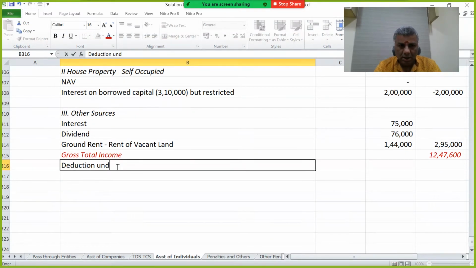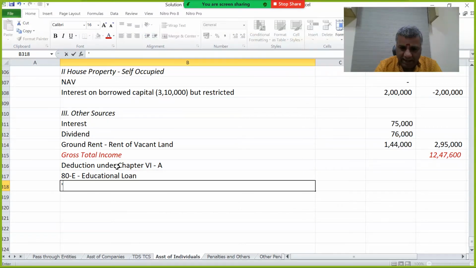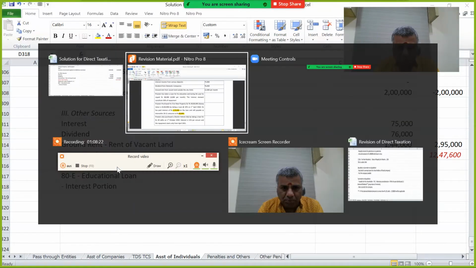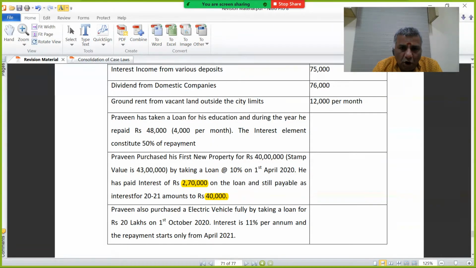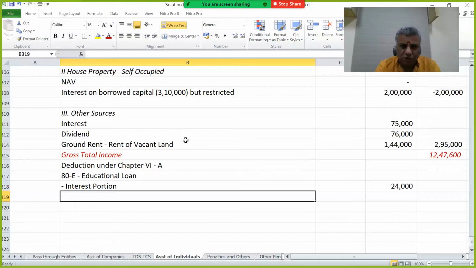Deduction under chapter 6A. Educational loan: only the interest portion will be allowed. 48,000 into 50%. Everything should be from a recognized financial institution. All the three, so we assume it is from a recognized financial institution. 48,000 into 50%.